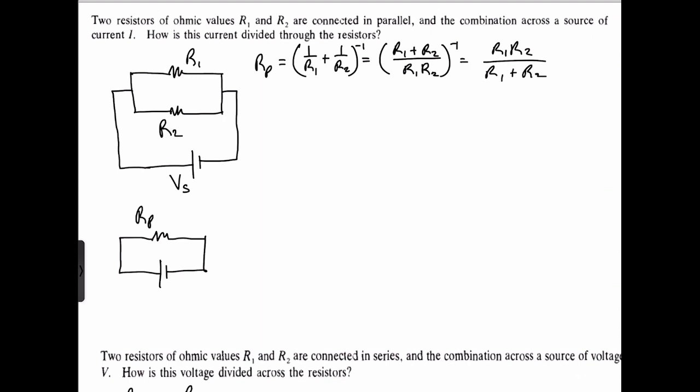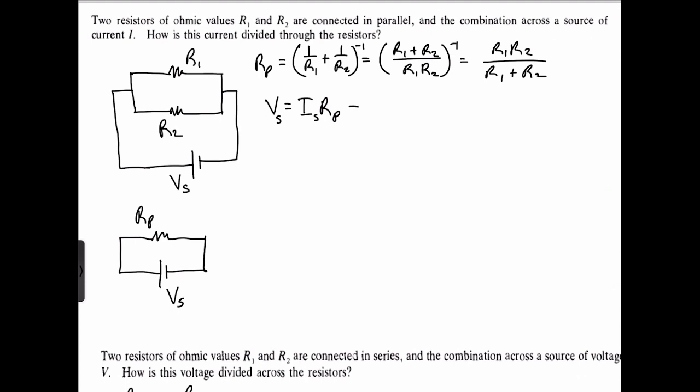So here we have RP and VS. We can then let the voltage across the combination be, I'll just use V, equal to IS, the source current, times RP. So the voltage VS is equal to the current times the total resistance of the circuit.